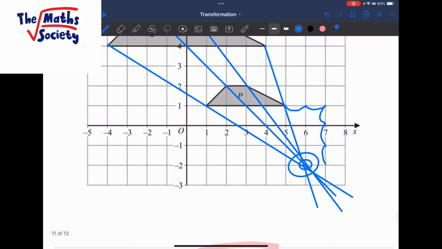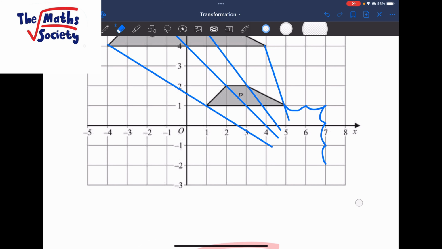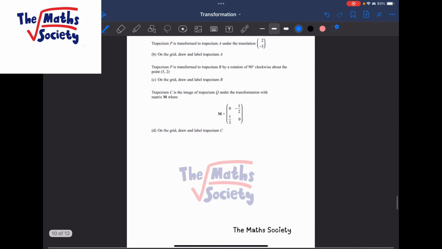So what I'm going to do, I might just erase all this because it's going to be, yep, 2, -2. So you have 4. So that's why you got 4. Sorry. Right there. And that is A. Yep.